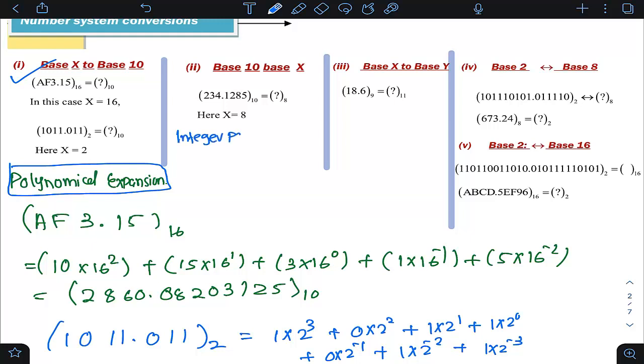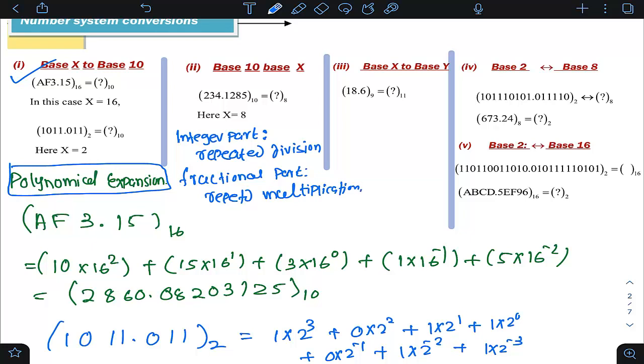For the integer part, students, we make use of repeated division. I'll explain what it means. And for the fractional part, we always make use of repeated multiplication.